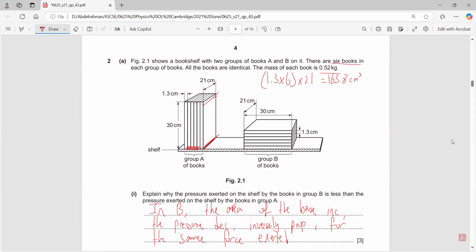But we need to change this to meters squared. Why? Because pressure is in pascals, and pascals is newtons per meter squared. So how can I convert this to meters squared? By dividing by 100 squared, which would give you a very small number, 0.01638. This is the total area.